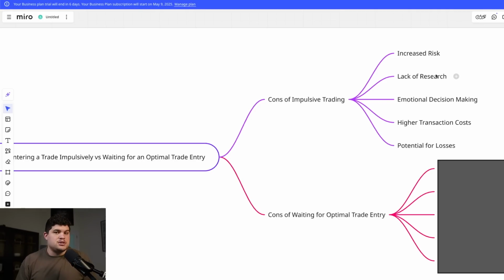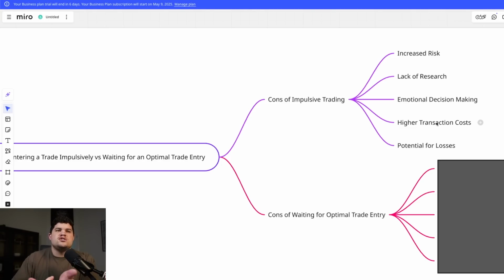That's the opposite of getting more things off my checklist to make sure I'm winning a higher percent of the time. Lack of research: you probably don't have a trade plan, or it's not following your trade plan. Emotional decision making speaks for itself. If psychology is something you're thinking about all the time in trading and you're FOMOing into a trade, then you're just doing what you don't want to do, right?